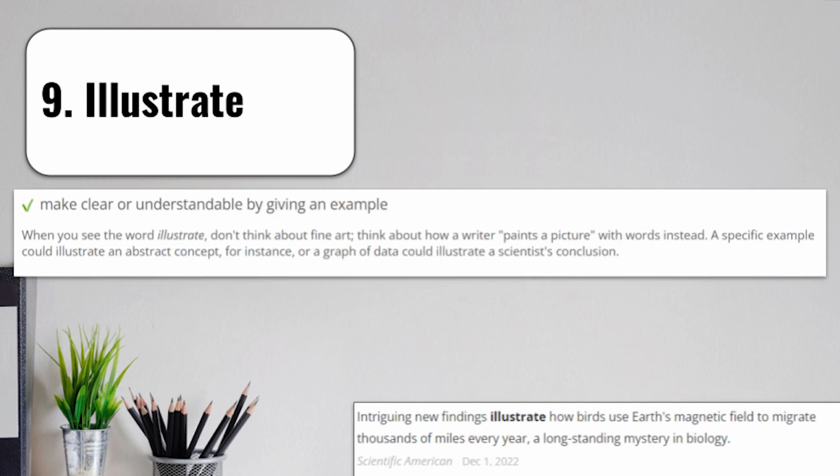Term number 9 is illustrate. To illustrate something is to make it clear or understandable by giving an example. Say that you're incredibly stumped on a math question and you cannot understand how to do it. It may be helpful to go to a teacher and have them illustrate or show you how to do that question on a board or on a computer or something like that, walking you through step by step and illustrating how each of those parts are completed. To illustrate is to show, it's to demonstrate, it's to give an example to make something more understandable.